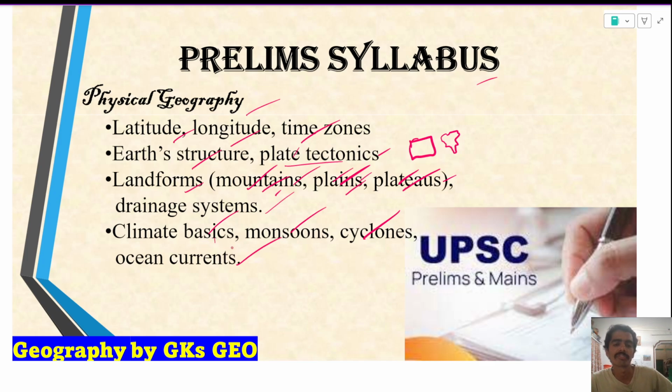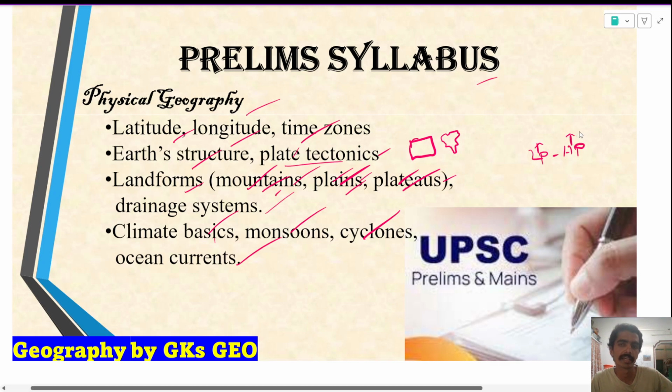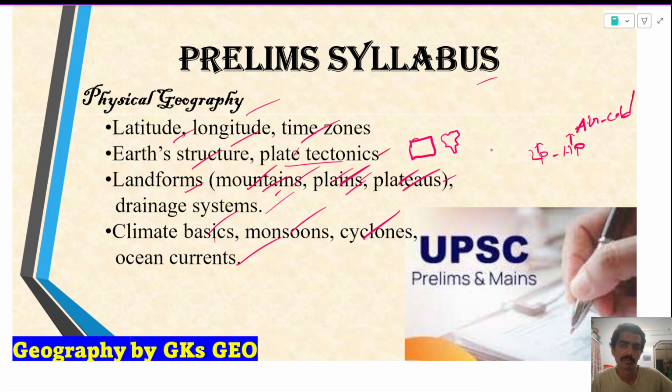Climatic basics means the amount of temperature and the amount of insolation. Monsoons means the types of monsoon, like the northeast and southwest monsoons. And cyclones, the formation of cyclones. Generally, every cyclone forms with low pressure and high pressure. Low pressure means warm air, it is in a warm condition, whereas high pressure means cold air, a cold condition. So this was the formation of cyclones.